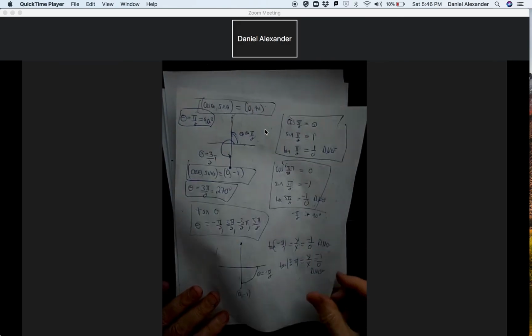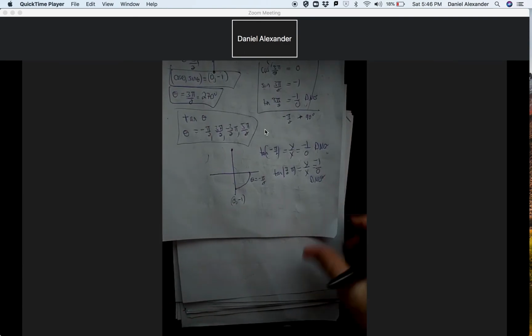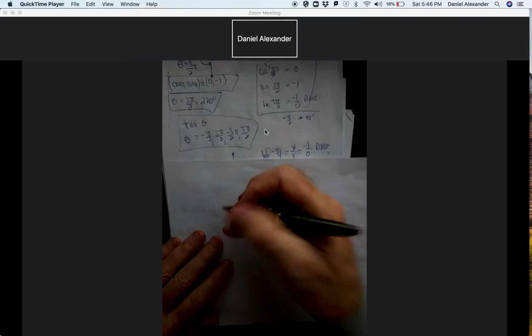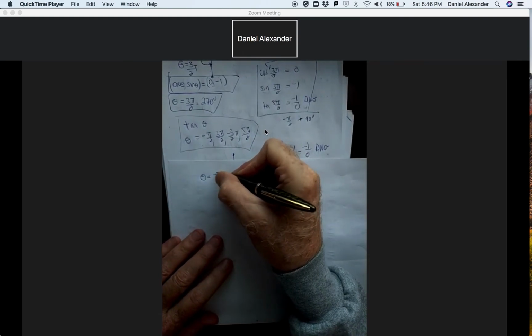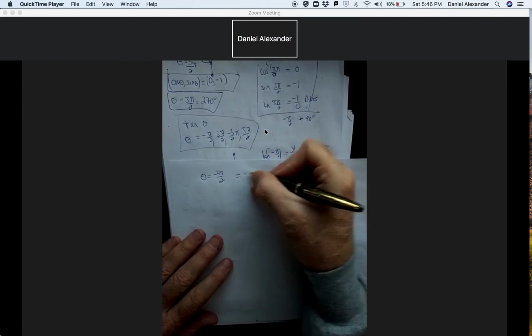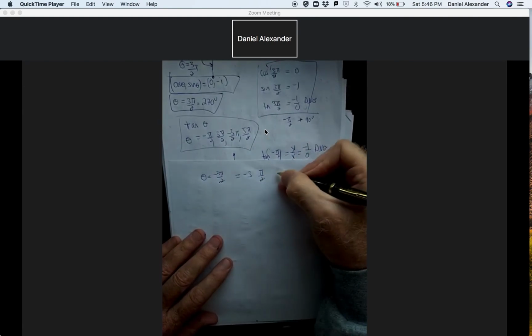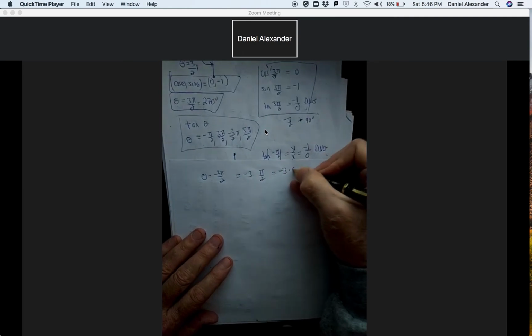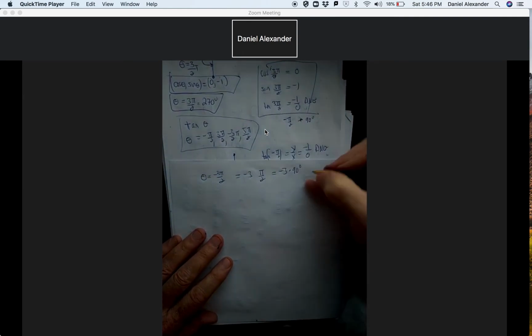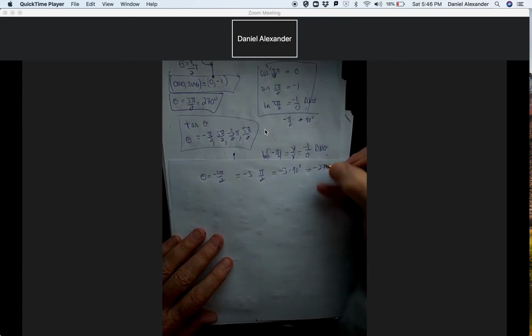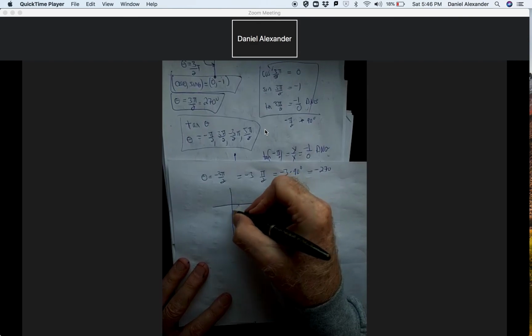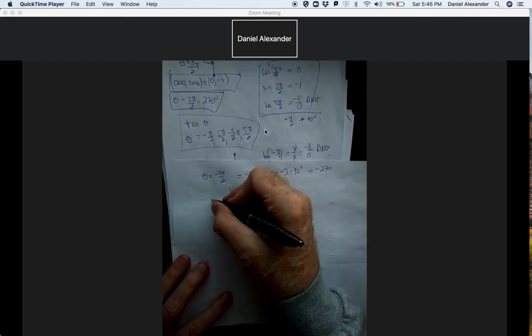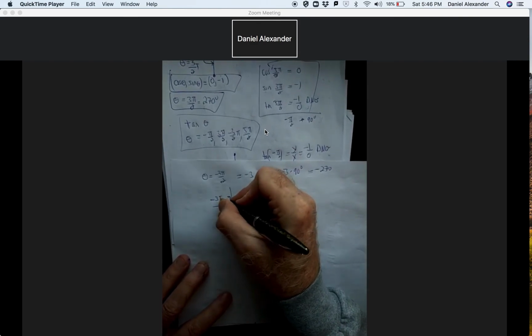Okay, so let's do a couple more, and we'll be done with the tangent. So again, we need to do theta equals minus 3/2 pi. That's going to be minus 3 pi over 2. Minus 3 times 90 degrees. Pi over 2 is 90. That's going to be minus 270. So let's just march that out. So we're going to go in the negative direction, 1, 2, 3. So we're here. That's going to be minus 3 pi over 2.